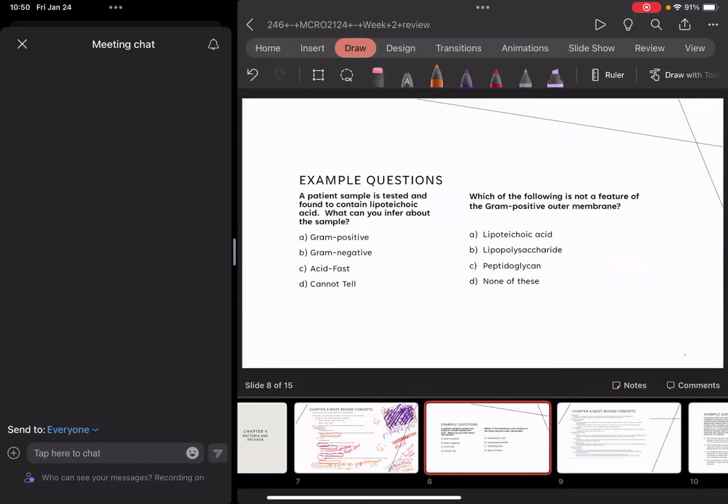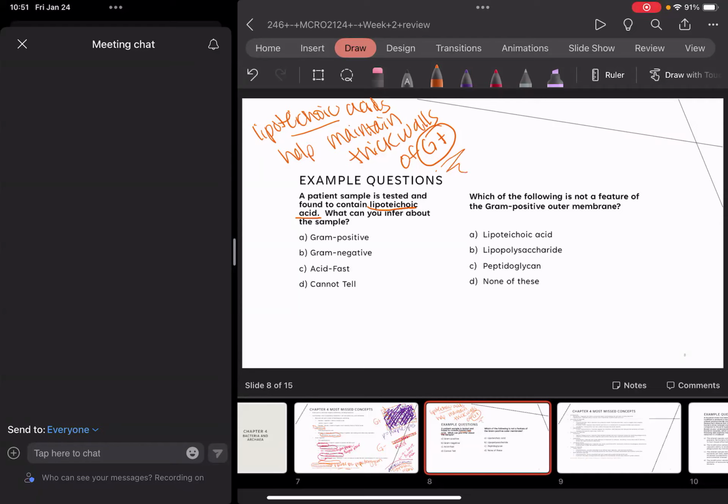The patient sample is tested and you find lipoteichoic acid. So what is lipoteichoic acid before we even get to our choices? Remember, lipoteichoic and just teichoic acids help maintain thick walls of gram-positives. So we're talking about gram-positive organisms here. If we hear that it has teichoic or lipoteichoic acid, we're talking about gram-positives.